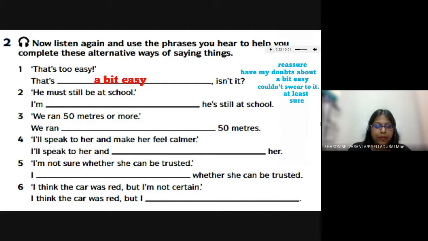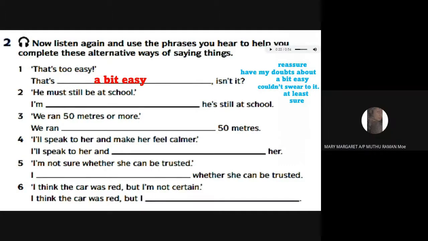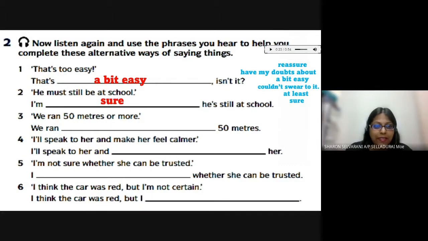Three. Okay, so he must still be at school. I'm sure. Okay, let's check our answer. Yeah, I'm sure he's still at school. All right. Okay, so let's look at number three. We ran 50 meters or more. We ran dash 50 meters. Okay, let's listen to the example.